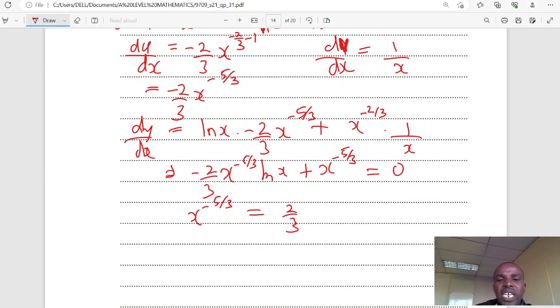So it will be 2 over 3. It will become positive. Take note of that part. Then x to the power minus 5 over 3, then ln x, like this. As you can see, I can divide by x to the power minus 5 over 3 both sides, right?